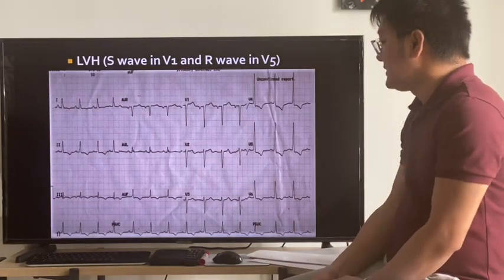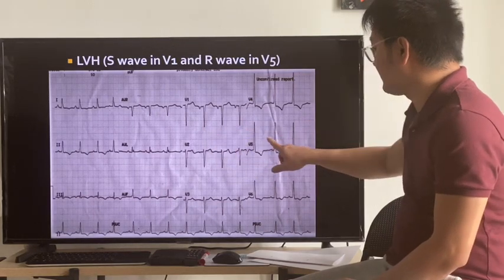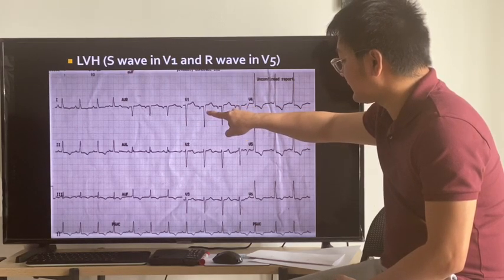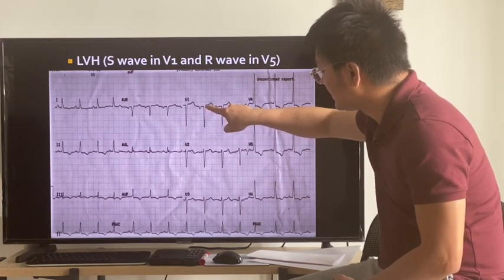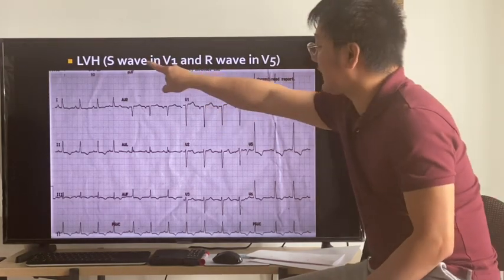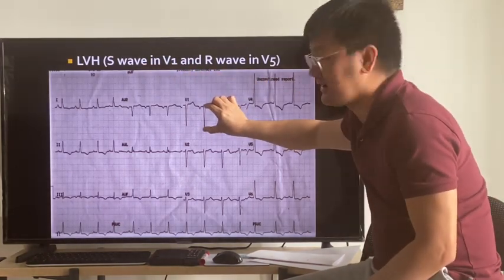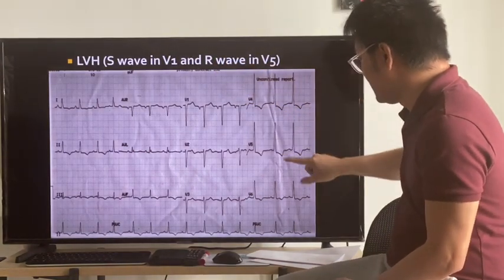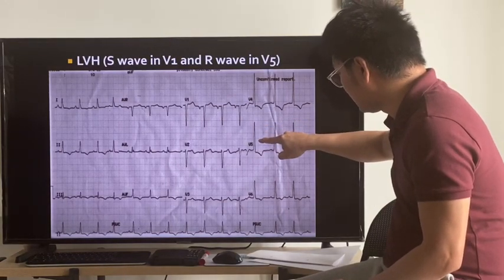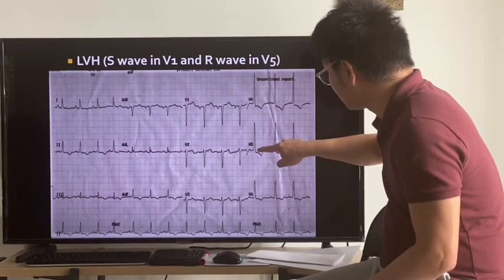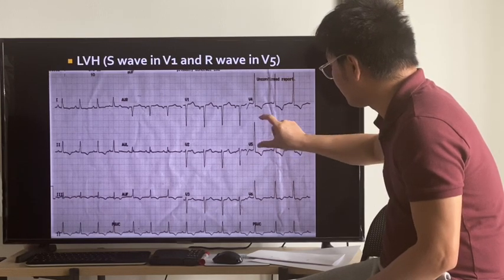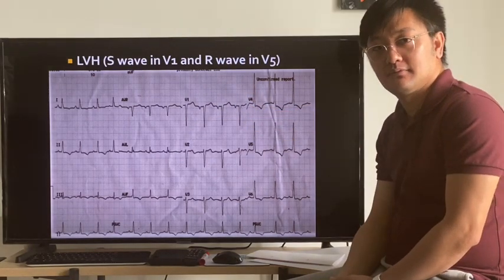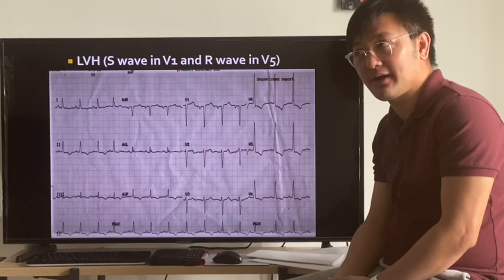Okay, let's check. So let's identify V1 here, and this is your V5. How many millimeters will this be? This is 5, 10, 15 millimeters, plus 2, so this will be 17. So the S wave in V1 is 17. Okay, what about the R wave in V5? Let's use this one, V5. So this is 5, 10, 15, 20 plus 4, 24 millimeters. 24 plus 17, how much will that be? That will be 36. Did I get it right?